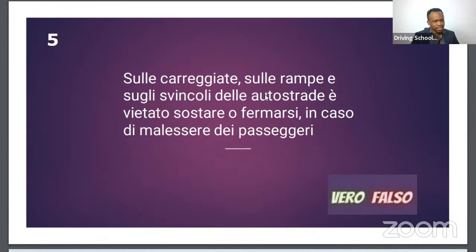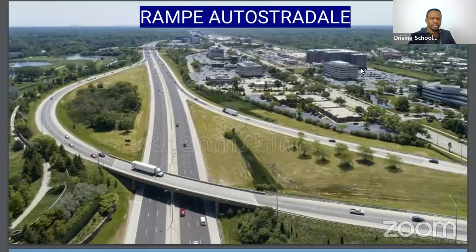Sulle autostrade, sulle carreggiate, sulle rampe e sugli svincoli delle autostrade è vietato sostare o fermarsi in caso di malessere dei passeggeri. In the first case, I want us to look into what is called a ramp.